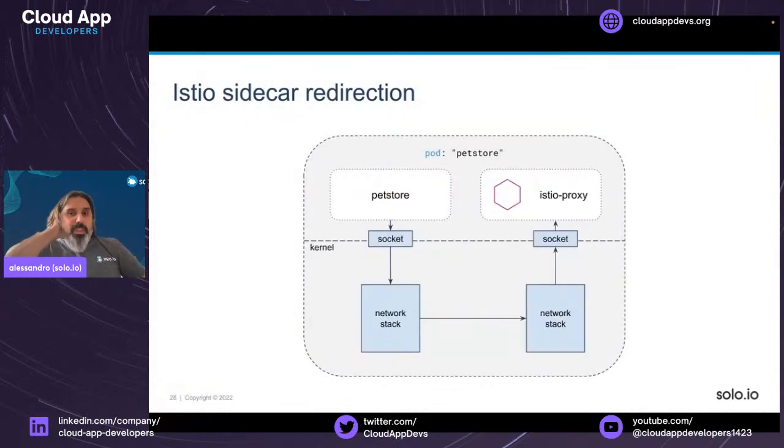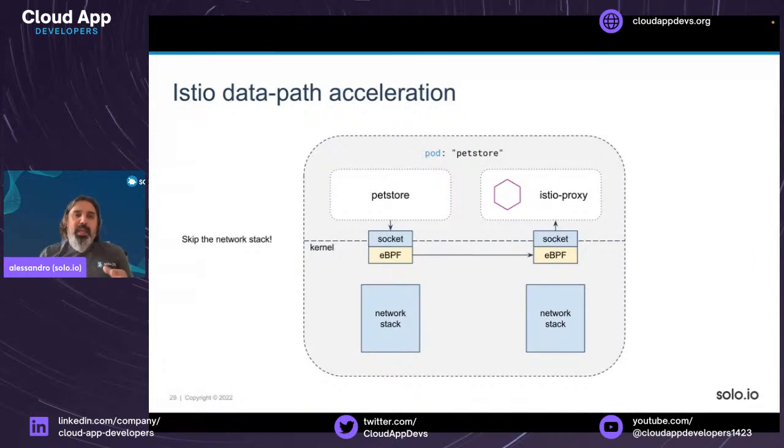So we discussed there is a layer of redirection, a reprogramming of iptables within the pod. And this is very low level, right? Of course, iptables has been around forever as well. But what if you can replace that with eBPF?